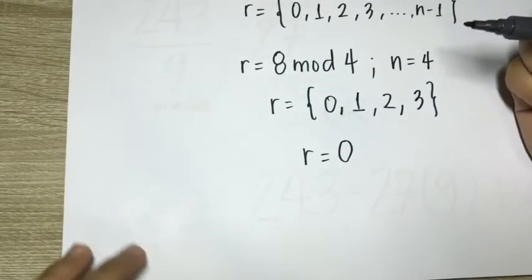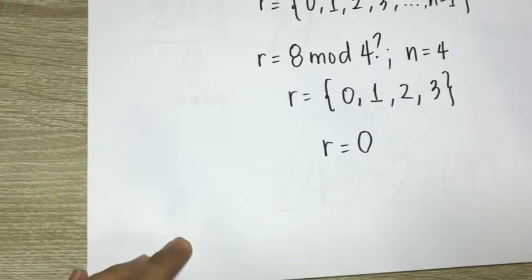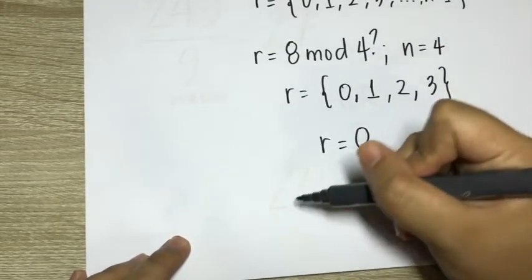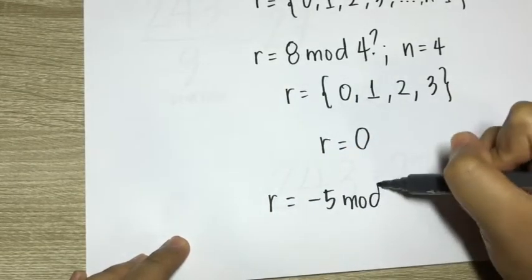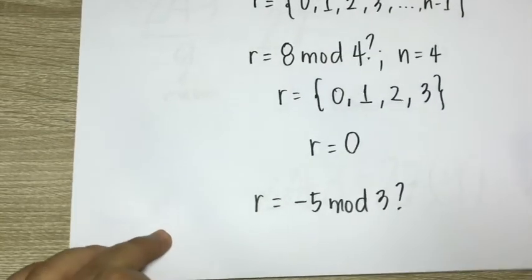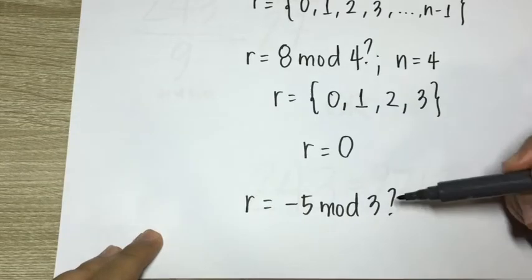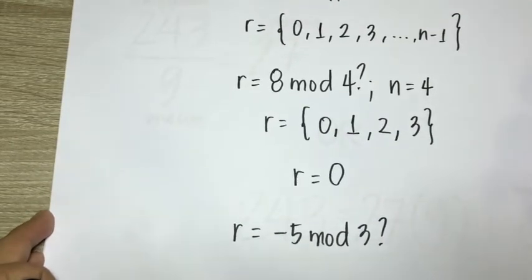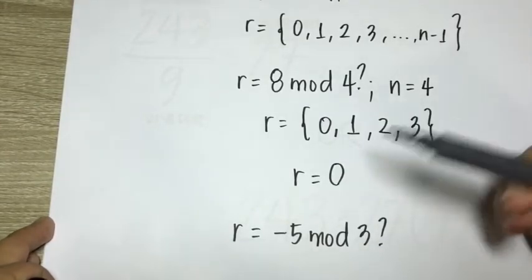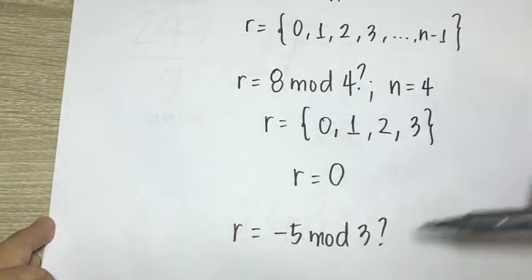Now the question is, how about if you are given a problem wherein it asks you to solve -5 modulo 3? So what will be the remainder if you are going to divide -5 by 3? Okay, so I'm going to teach you a simple method, using some form of a technique, for you to determine the remainder.